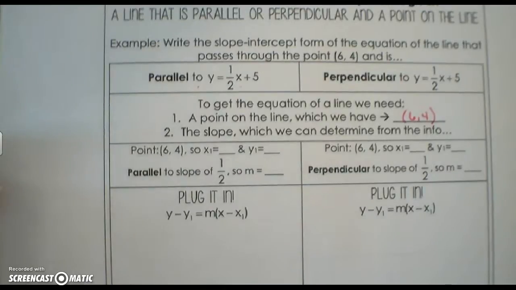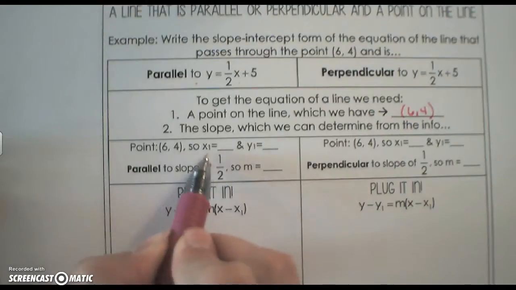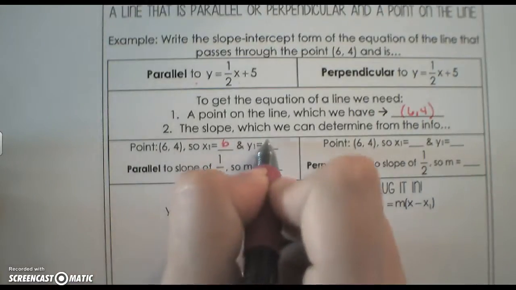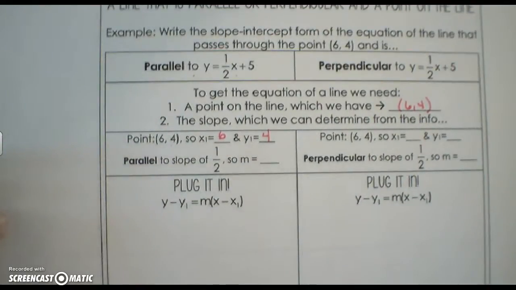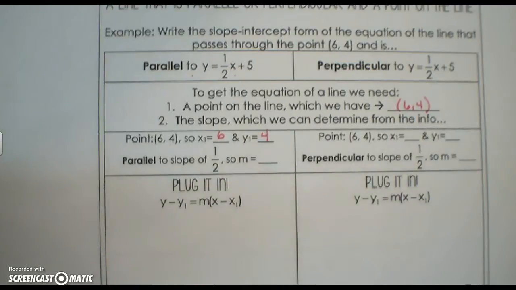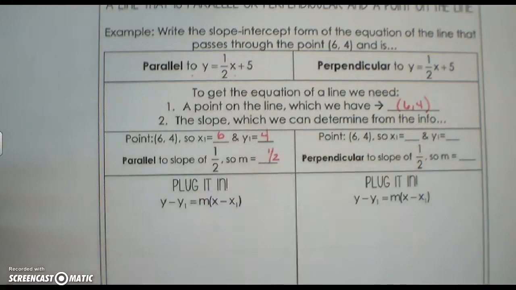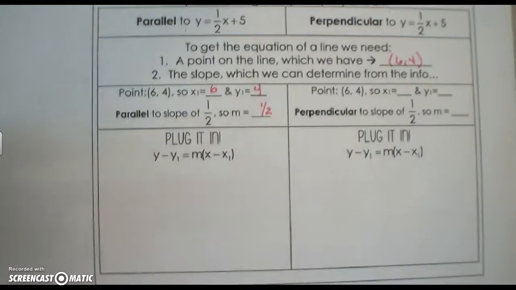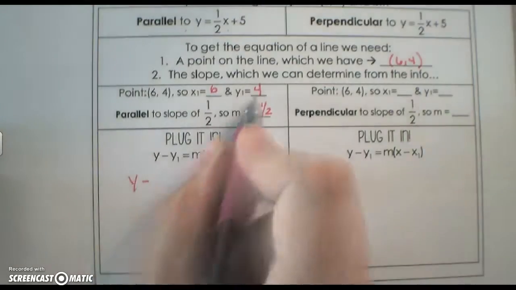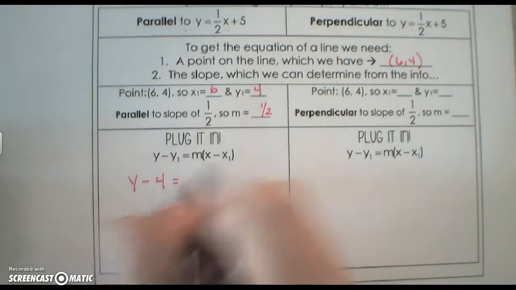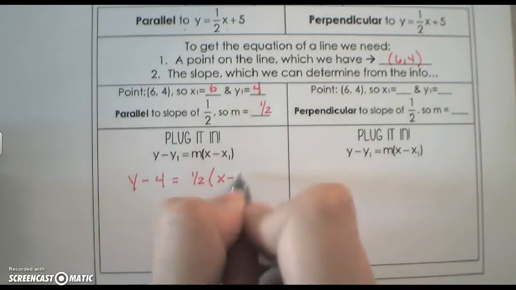Then we need a slope. So let's take a look first at parallel. Our point is 6, 4. So x1 would be 6, y1 would be 4. Parallel to a slope of 1/2. Well, we just talked about that on the previous page. Parallel lines have the same slope. So if this slope is 1/2, then we want a slope of 1/2. So we're going to go ahead and plug it in because we have all the information that we need. Y minus y1, which was 4, equals m, which is 1/2, x minus x1, which was 6.